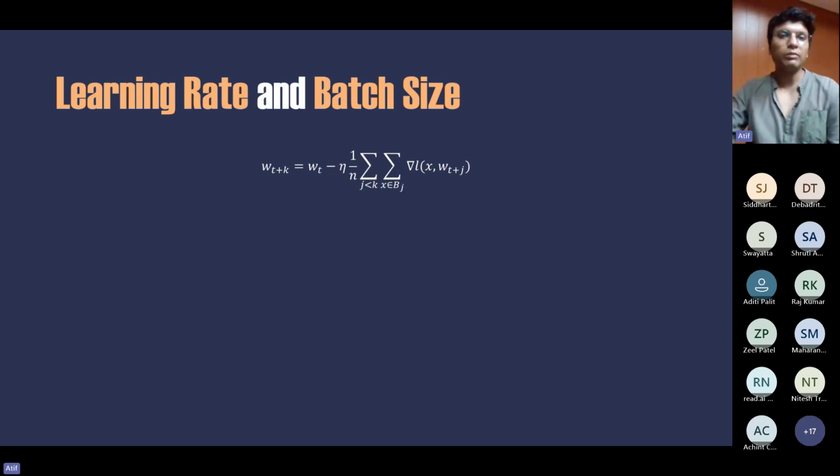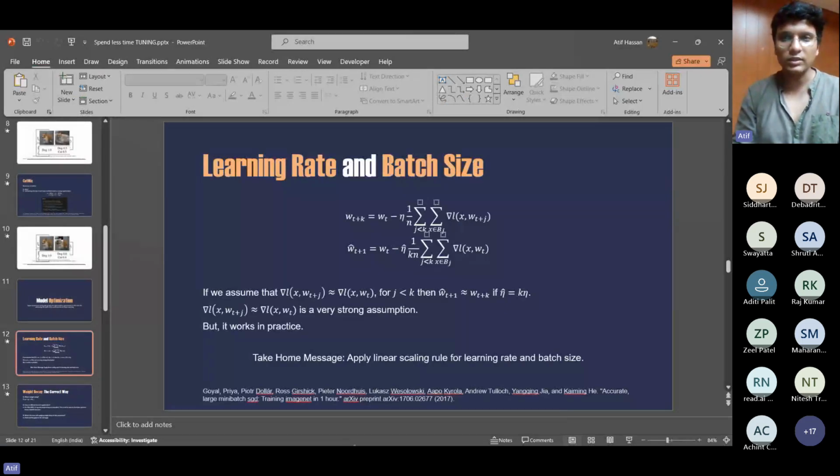So W(T+K) is equal to W(T), which is the weights at the 10th time step, minus the learning rate, which is eta, times 1 by n. Here n is the batch size. And here we are seeing double summations and the gradient of the loss of x comma W(T+c). So what does this mean? I'll quickly make sense out of this.